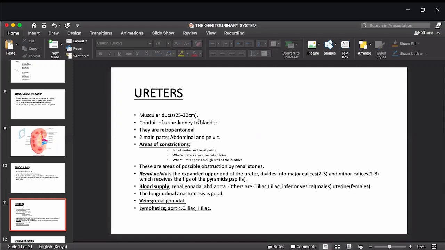Now the ureters, from the kidney down. The ureter connects that bean-shaped organ, the kidney, to the bladder. Normally it's a muscular duct of 25 to 30 centimeters. It's also retroperitoneal, a conduit of urine from kidney to bladder, as I've said. Of course, it also has transitional epithelium because it's under a lot of stress and irritation from concentrated urine. It has 3 areas of constriction. That's an important anatomical variation.